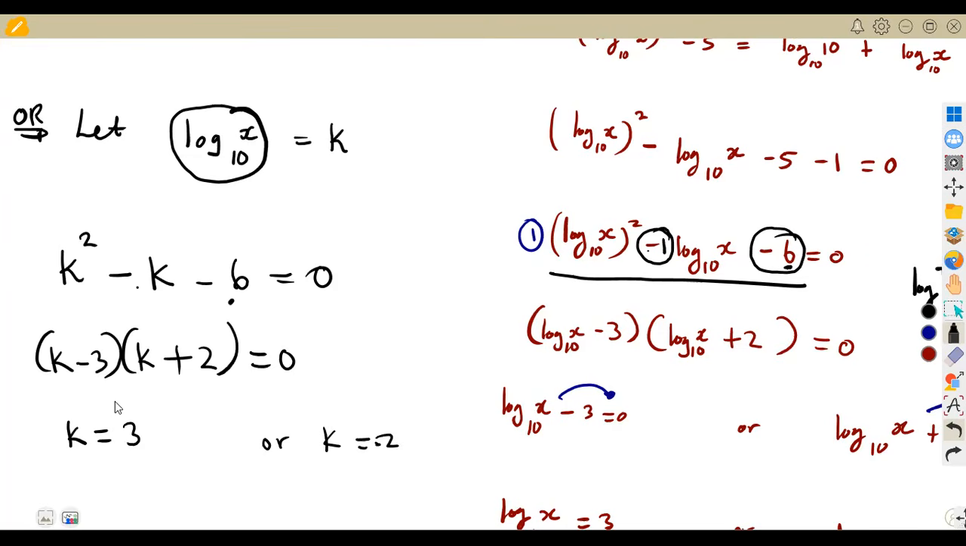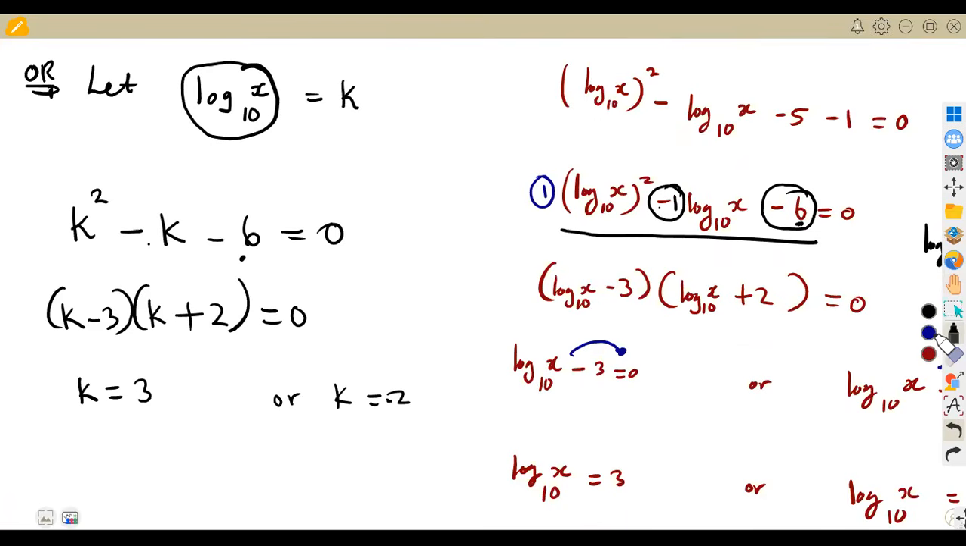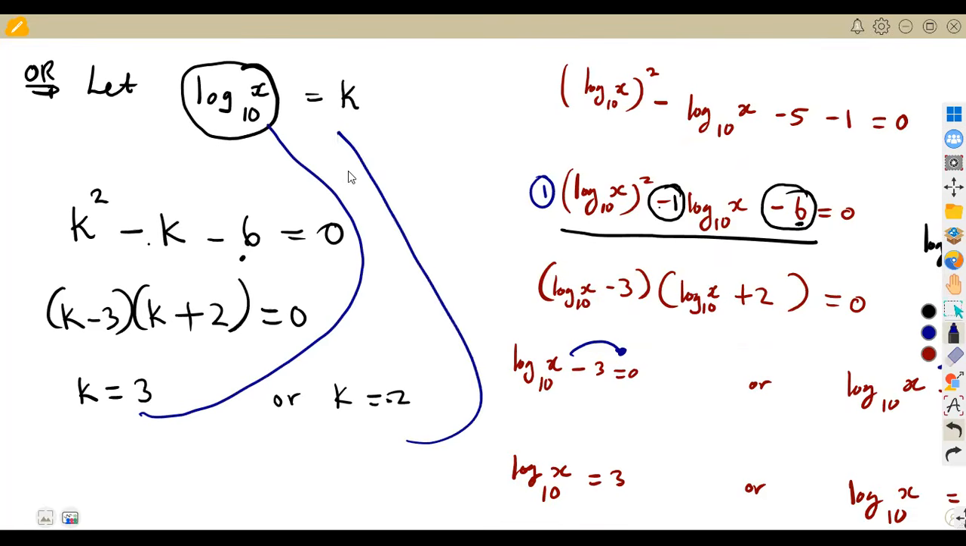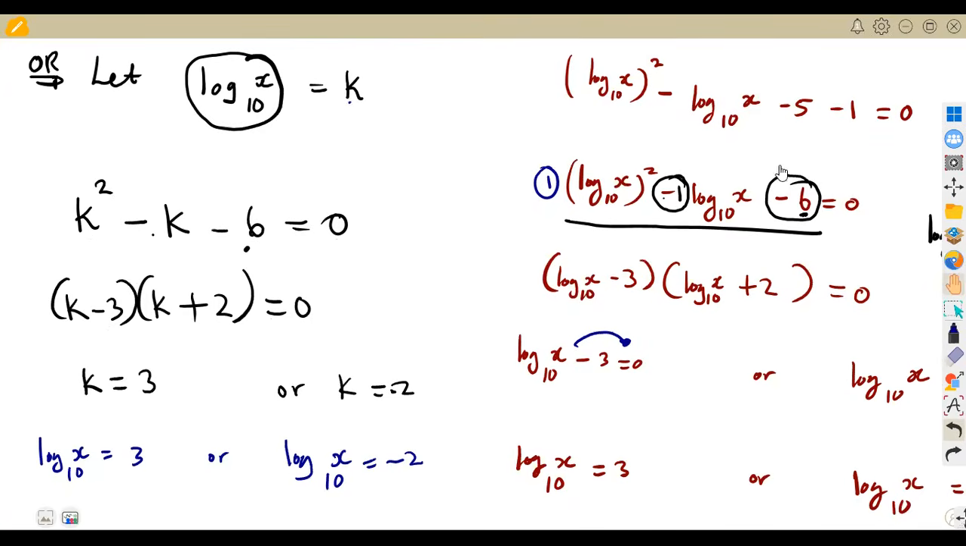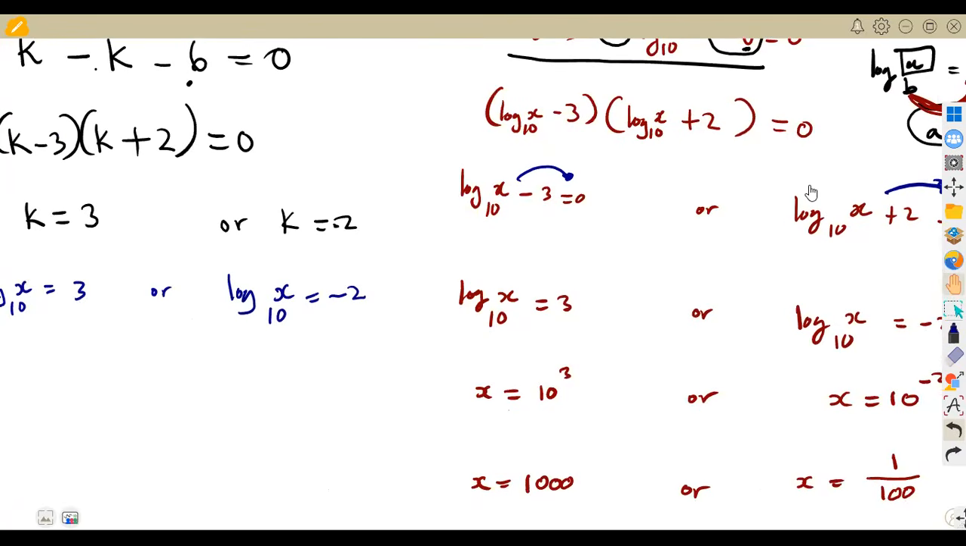These are the values of k, not x. Our equation was not about k. It is us who introduced this k. So at the end, if you opt to use this, you must remember to go back to the stage where you introduced your logarithm, to say the logarithm of x in base 10 is equal to k, and your k is 3. Or the logarithm of x in base 10 is equal to k, and the other k that we got here is -2.